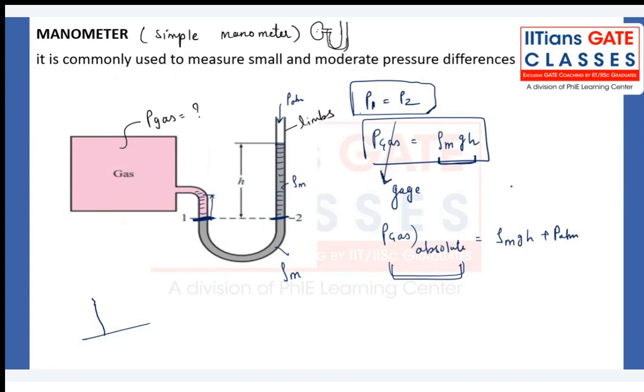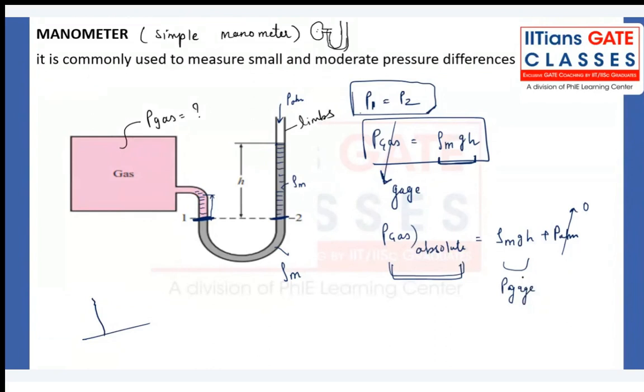But if you just take it zero, for example, then directly you are measuring the absolute pressure as equal to gauge pressure only, right? Getting my point, what I'm saying? If you take atmospheric pressure to be zero, then directly it will give me the value of gauge pressure only, right?